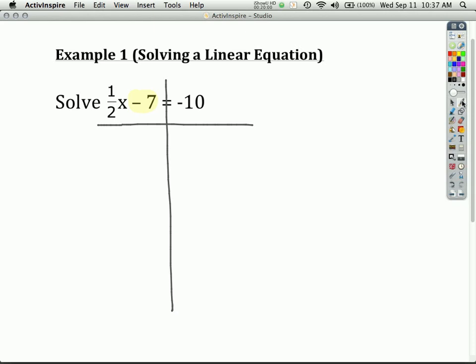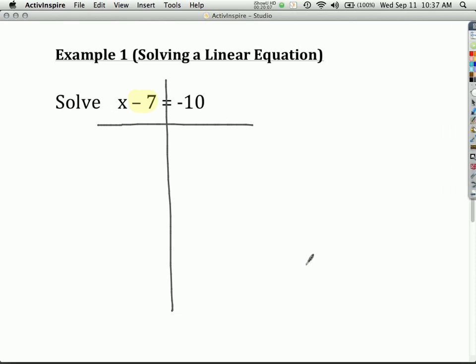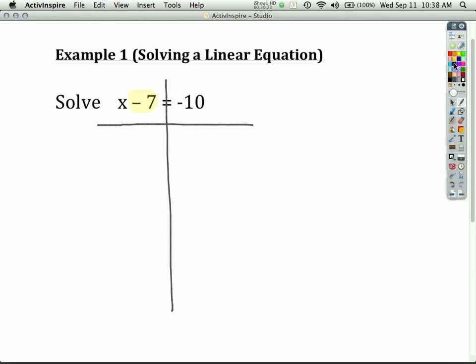Just for this first time, if this was the equation, what would I do to solve it? Ania? Add 7. Very good. That was really important. Add 7 to both sides. So that is what we do. We are going to add 7 to both sides.